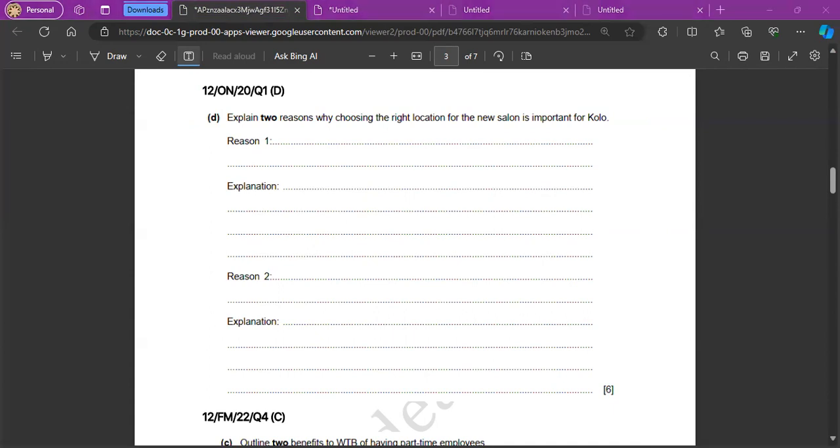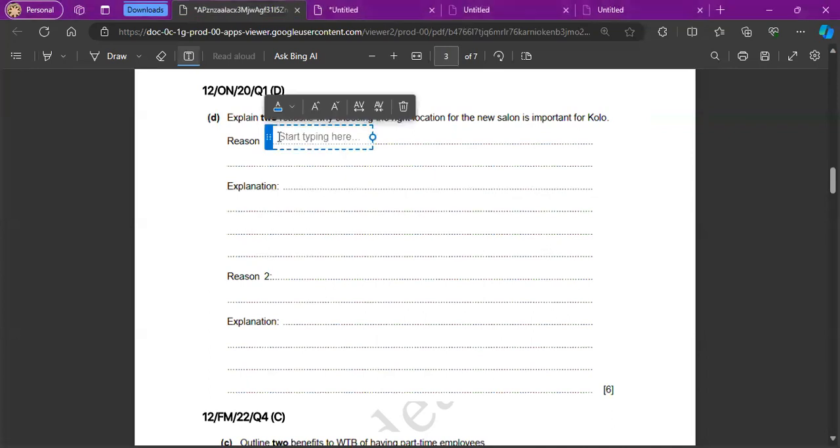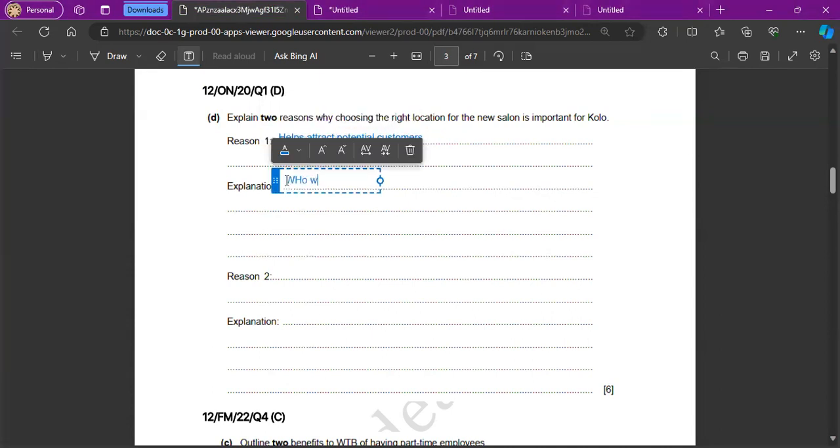So it's extremely important, as much as you have products, for you to have the right location, right? Because if you're located in the countryside but you're producing luxury products, there's absolutely no use. So the one reason I would say for choosing the right location is it will obviously help attract potential customers, especially who want to get their hair cut, which increases revenue.